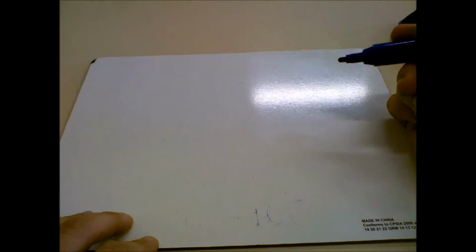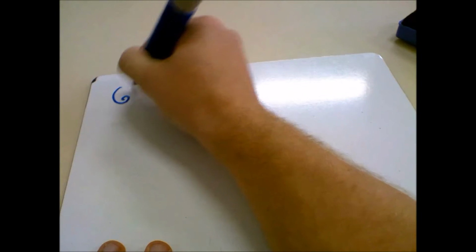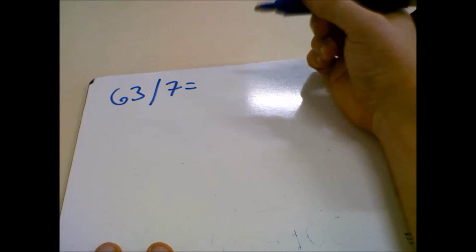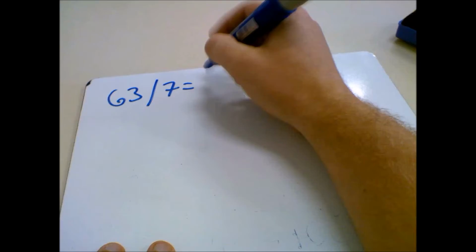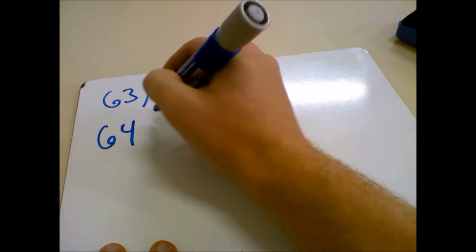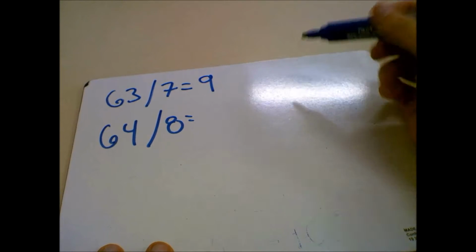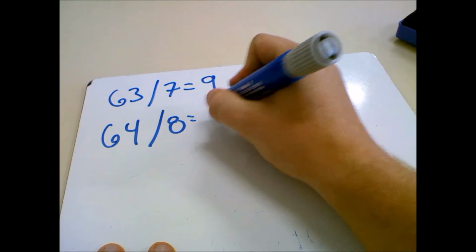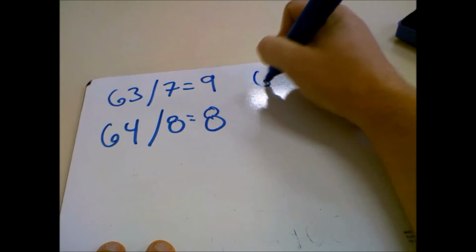Now that we understand the relationship between division and multiplication, let's put some of it into practice. How about 63 divided by 7? What does that equal? How many 7s are in 63? Or, what times 7 is 63? It's 9. How about 64 divided by 8? Let's use what we know about fact families to find this out. How many 8s are in 64? What times 8 is 64? It's 8.